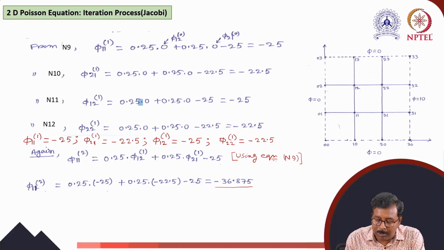Earlier value of phi 1 1 was minus 25. Now it has changed to minus 36.875. Be careful, and one thing you observe: initial guess was 0. So 0 to minus 25, what is the change?